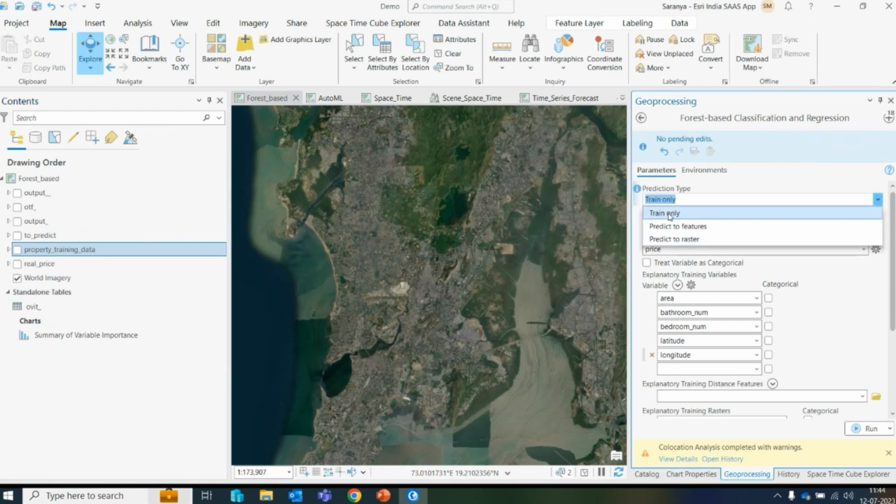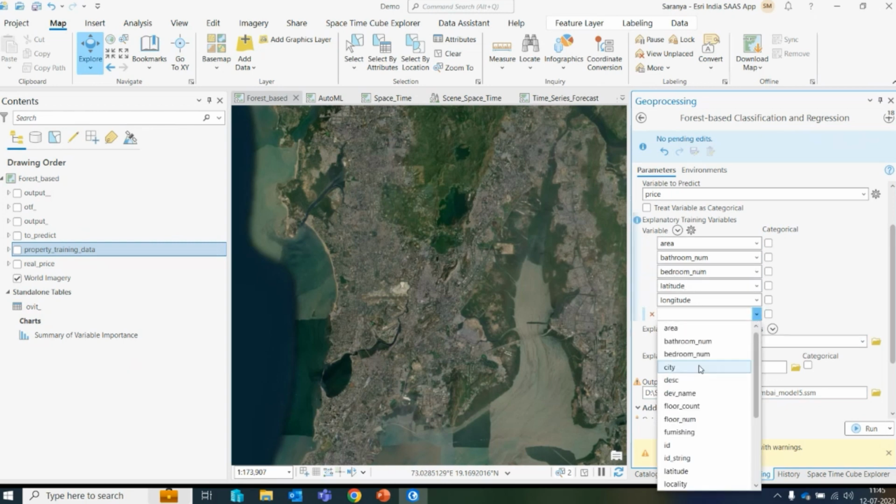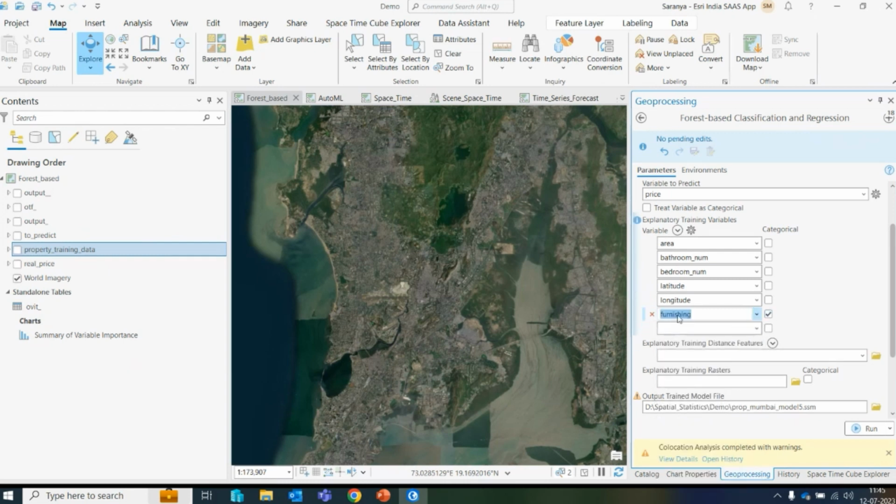It gives me the option to only train your data, to predict, or to predict to raster. We have multiple options, but I like to carry out this analysis in two steps. First, I will train it multiple times. Once I think I have a good model, I go for prediction. Here the input data is the property training data, and I want to predict the price of the property. The variables I'm using are area, number of bathrooms, number of bedrooms, and latitude and longitude. You can add categorical variables also here. Once you have categories, the category will automatically be selected.